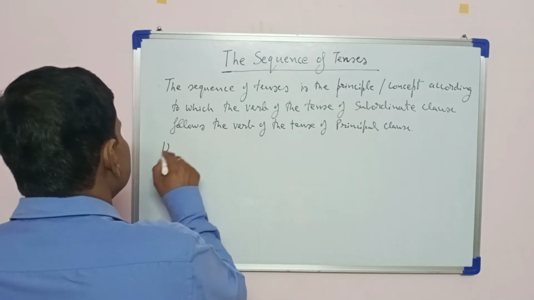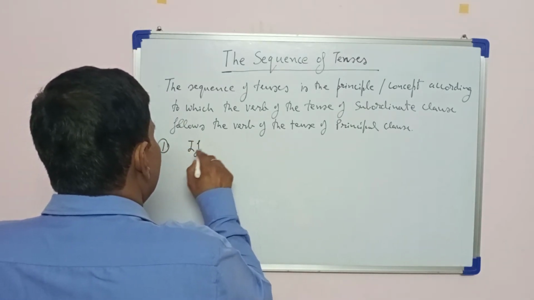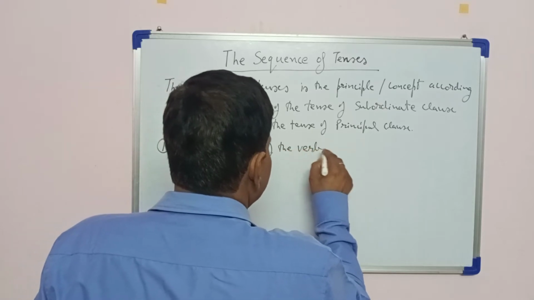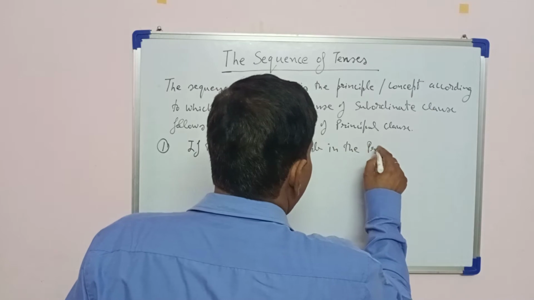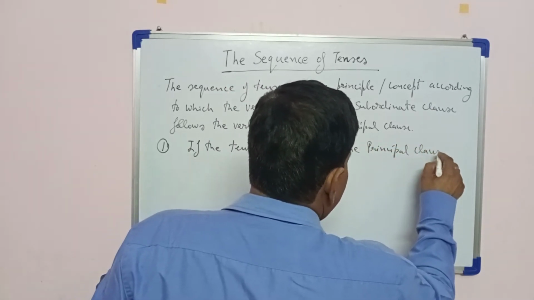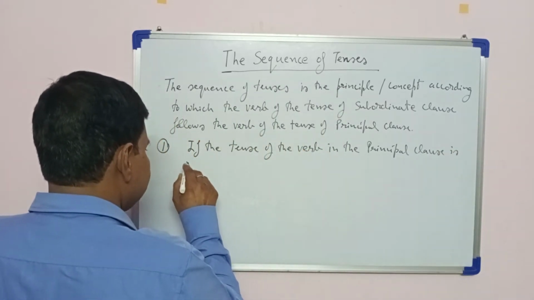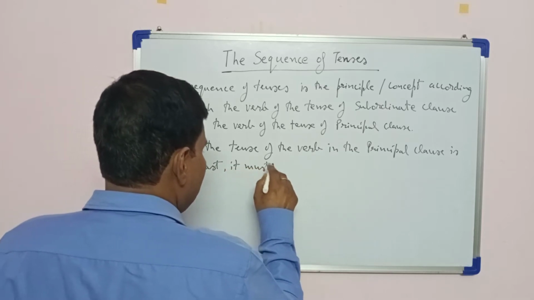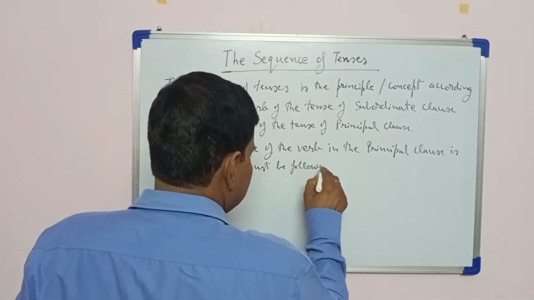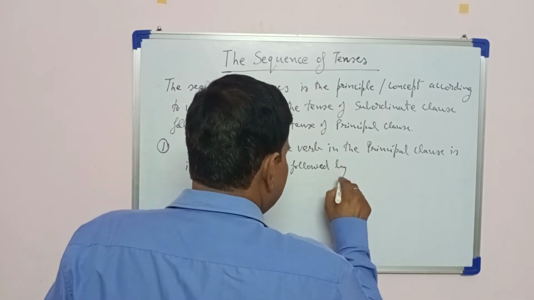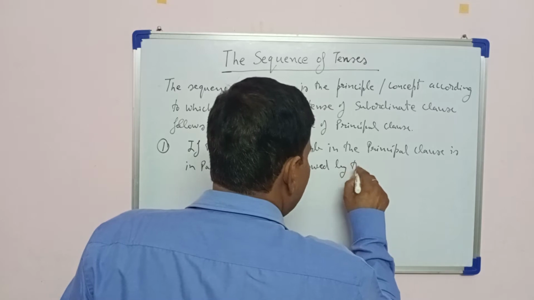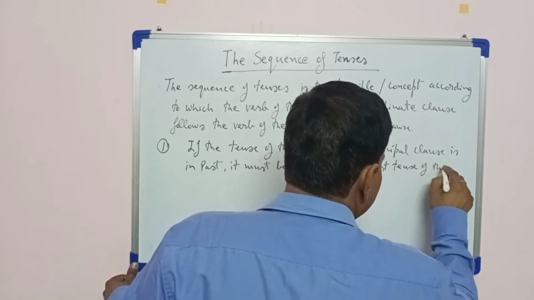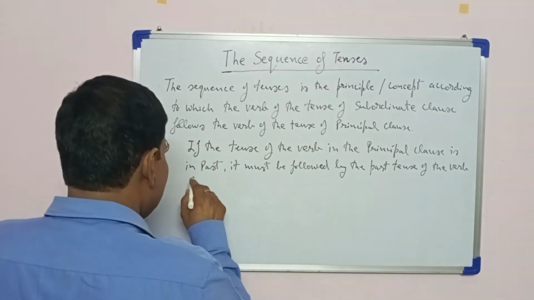The first rule says, if the tense of the verb in the principal clause is in past, it must be followed by the past tense of the verb in the subordinate clause.